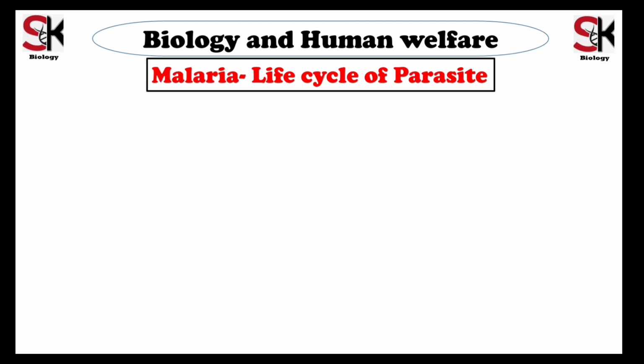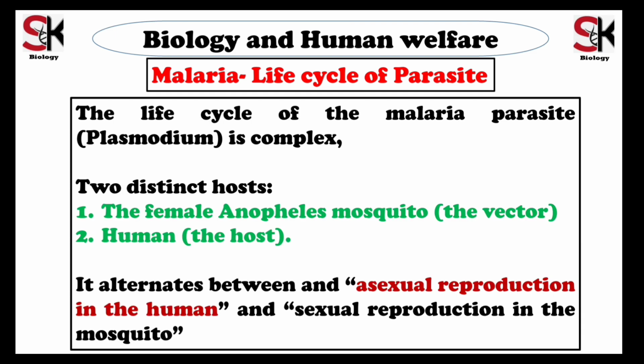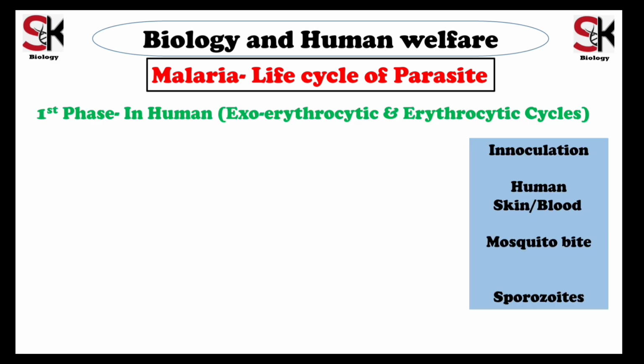The life cycle of Plasmodium is complex because it requires two hosts. One is the human, where asexual reproduction occurs, and the second is the female Anopheles mosquito, where sexual reproduction occurs. So, the parasite alternates between asexual reproduction in humans and sexual reproduction in the mosquito.